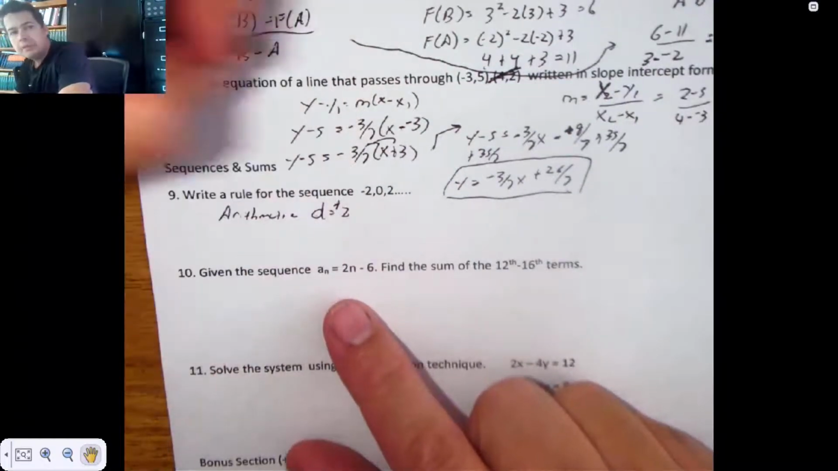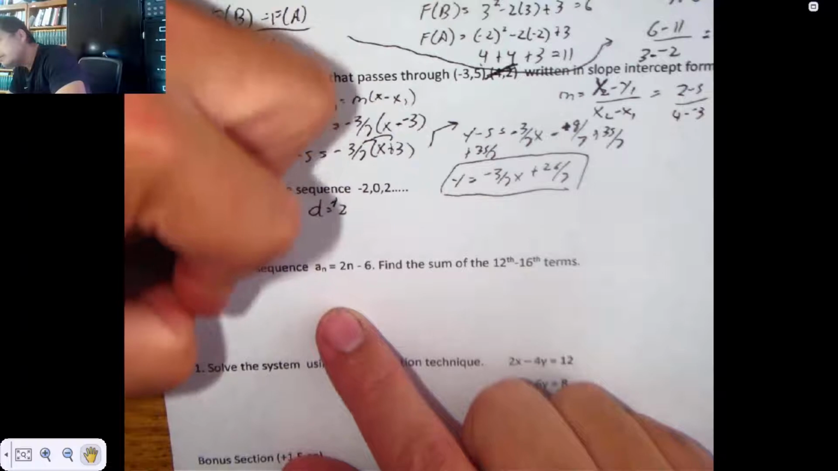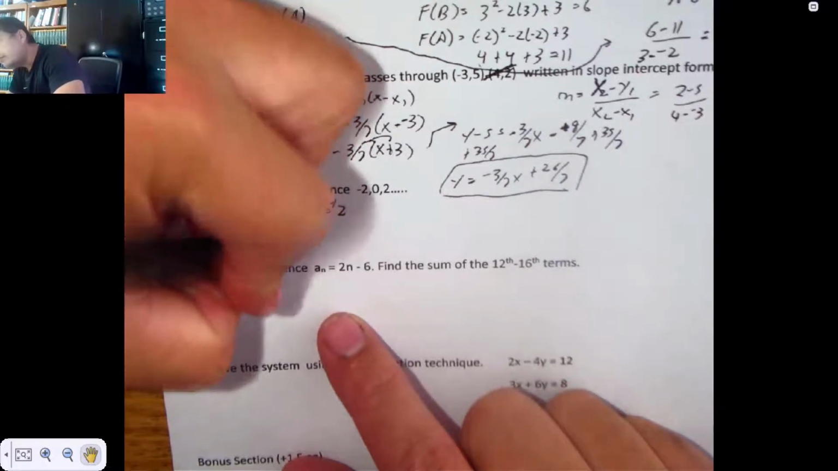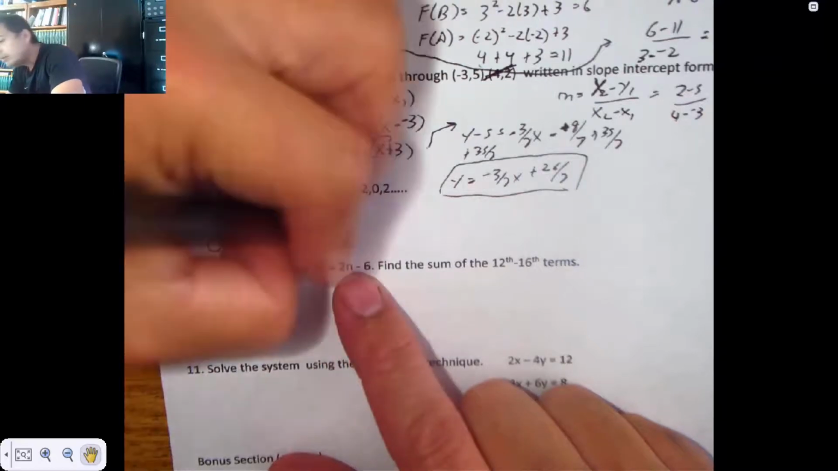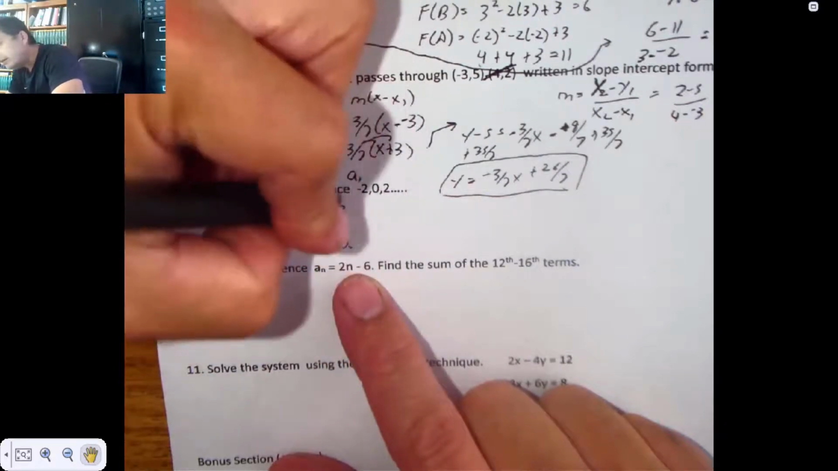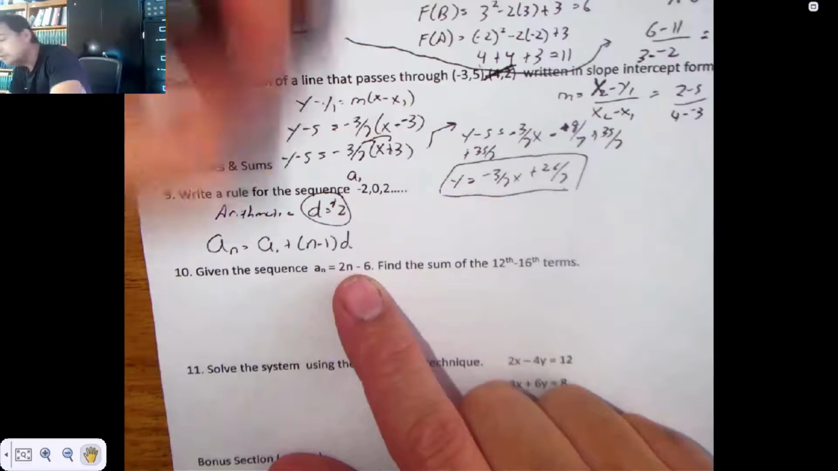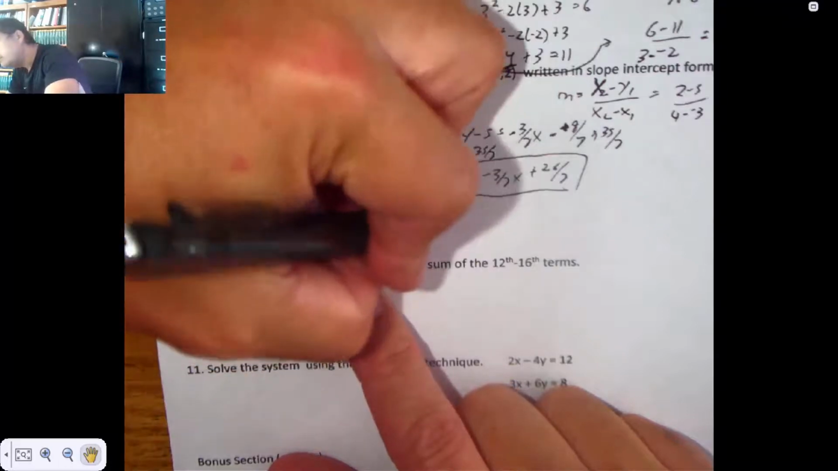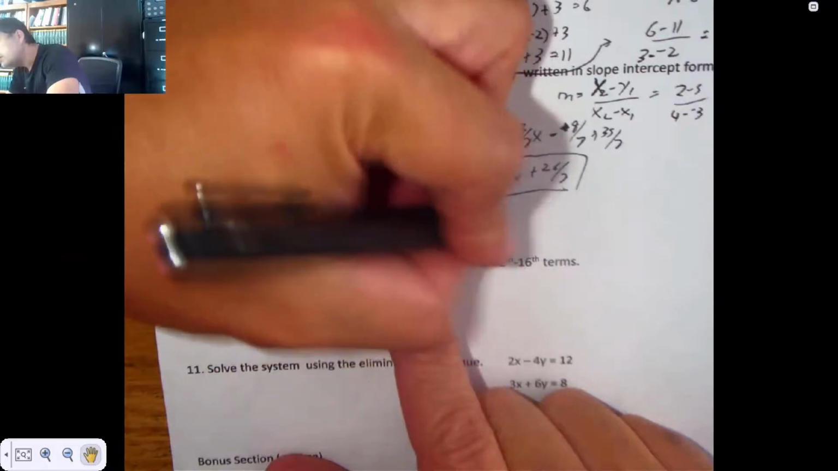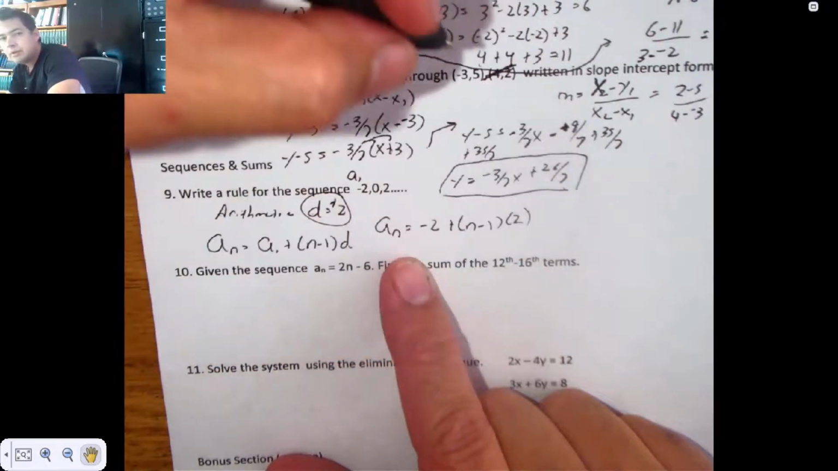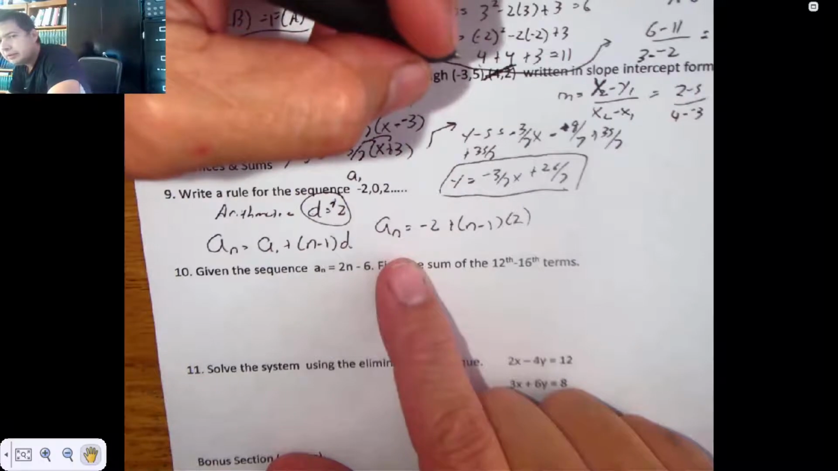So I'm going to use my formula for an arithmetic sequence. It says a sub n is a sub 1, the first term, plus n minus 1 times the common difference d. This is a sub 1, and I already have my difference. So the nth term is the first term, which is -2, plus n minus 1 times the difference of 2. And you have to get these to look like y equals mx plus b.